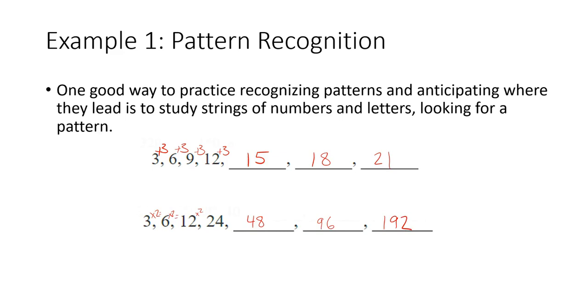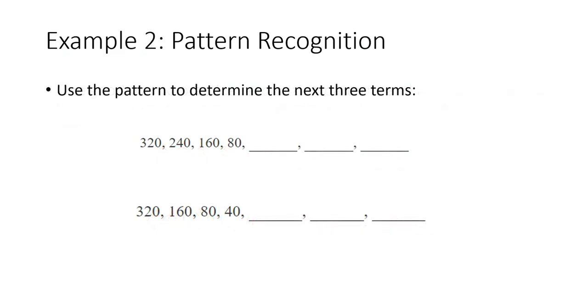Let's try another one. So here, 320, 240, 160, 80, we can see that the numbers are going down. And they seem to be going down by the same amount each time. So we're just going to subtract 80 from each one of these numbers, and you'll see you get the next number on the list. So 80 minus 80 will be 0. If we then subtract 80 again, we'll get negative 80. And then if we subtract it again, we'll get negative 160.